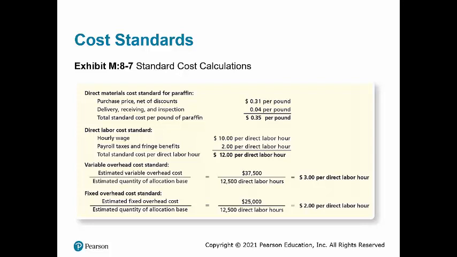Variable manufacturing overhead will total $37,500 based on 50,000 batches of crayons, which is the static budget. Fixed manufacturing overhead is $25,000, and overhead is allocated based on 12,500 estimated direct labor hours.